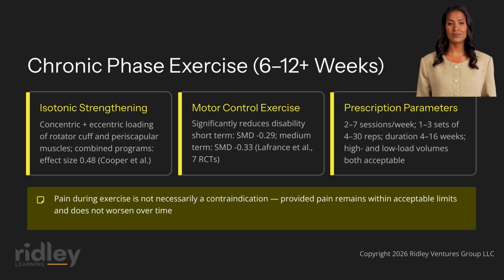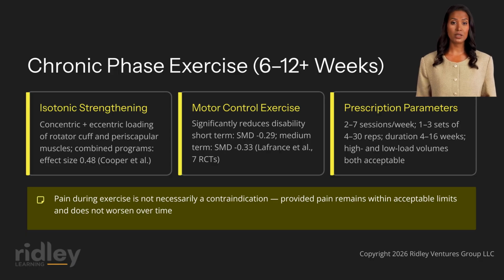Scapular stabilization and motor control exercises are also recommended. Moderate certainty evidence from a systematic review with meta-analyses by LaFrance and colleagues shows that motor control exercise programs significantly reduce disability in the short term, representing a small but meaningful improvement supported by 323 participants across 7 randomized controlled trials, and in the medium term, showing a similar small but meaningful improvement supported by 286 participants across 5 randomized controlled trials, compared to nonspecific exercise programs.